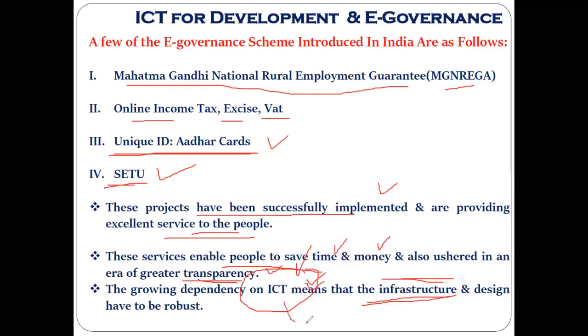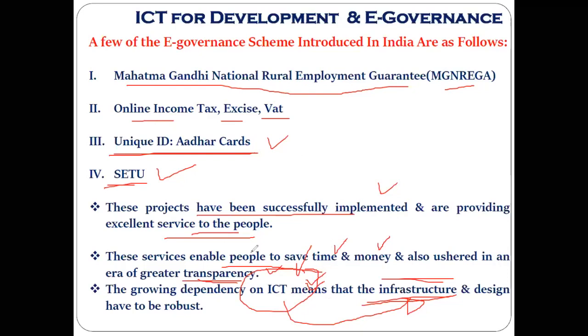What things will come under infrastructure? What do you mean by the infrastructure of ICT? Which things come under the infrastructure of ICT? Yes, Tejas, which things come under the infrastructure of ICT? Yes, all of you can hear me. ICT infrastructure means what? Exactly: network, internet, router, everything related to networking comes under the infrastructure of ICT.